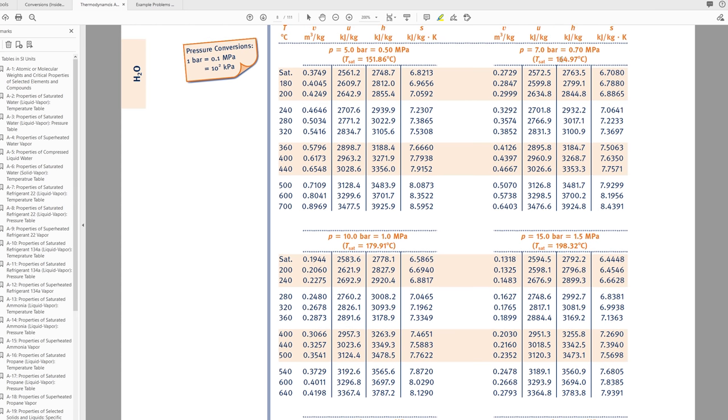Unfortunately, I see that I don't happen to have a pressure subtable for 8 bar. Instead, I have a pressure subtable at 7 bar and a pressure subtable at 10 bar. So in order to look up the property at 400 degrees Celsius and 8 bar, I'm going to have to interpolate between the two pressure subtables.